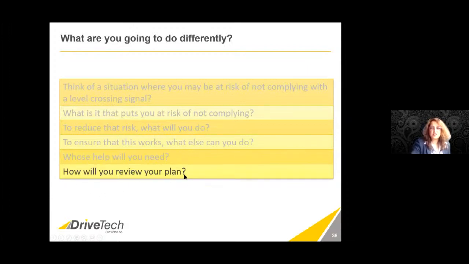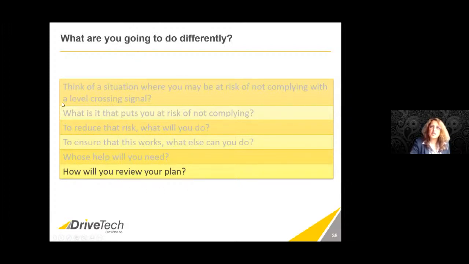And how will you review your plan? I would give myself about a month for the plan to kick in, because no change takes place overnight. You need to give yourself a minimum of 28 days for any change to take place. After about a month, I'll check to see if it's working. If it's not, I'll tweak it or I'll review it.